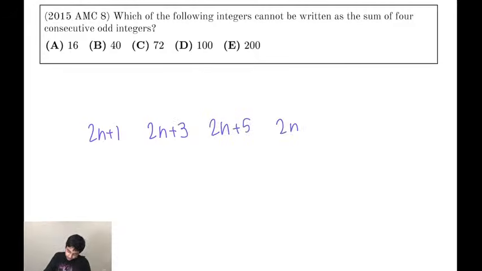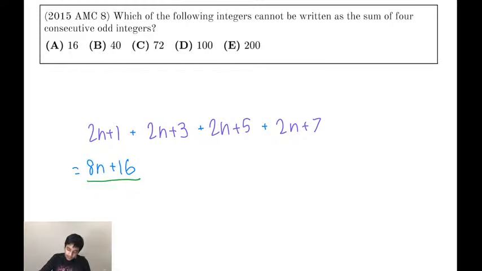These are all 4 consecutive odd integers. And we want to find which of these numbers cannot be written as the sum of these numbers. So what you can do is, when you add these together, there are 4 2n's, so you get 8n plus 1 plus 3 plus 5 plus 7, which is just going to be equal to 16. So what you might notice here is that this number is always a multiple of 8.